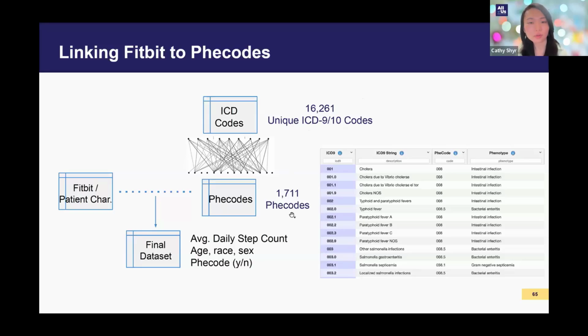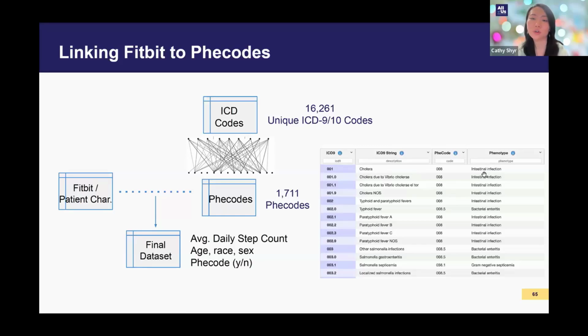So phe codes, for those of you who are not familiar, are a high throughput method for defining clinically important and relevant phenotypes. Here's an example on the right-hand side where we have the ICD-9 code, the ICD-9 string, and the corresponding phe code and phenotype string. There are unique ICD-9 codes for conditions such as cholera and cholera nonspecific, and we can see that all of these different ICD-9 codes map to the same exact phe code, 008, which corresponds to intestinal infection.